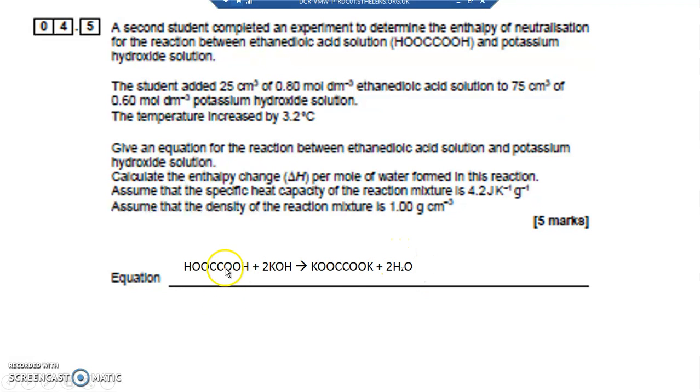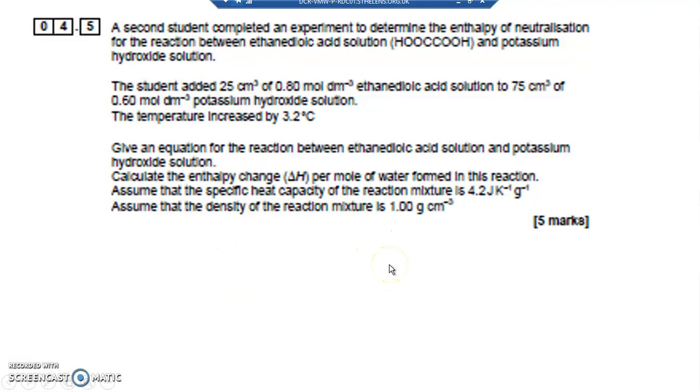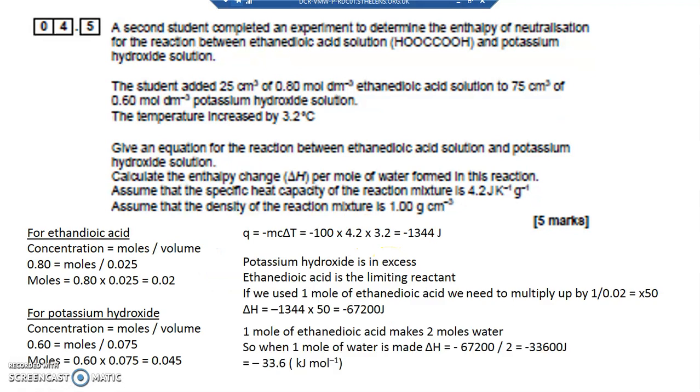So I've worked out how much energy is given out when I use 1 mole of ethane dioic acid. It's asking me how much per 1 mole of water. So I'm making 2 moles of water. 1 mole of ethane dioic acid makes 2 moles of water. How much energy would be given out if I only made 1 mole of water? I've clearly got to half this. I've got to divide this by 2. So if I divide minus 67200 joules by 2, I end up with minus 33,600 joules.